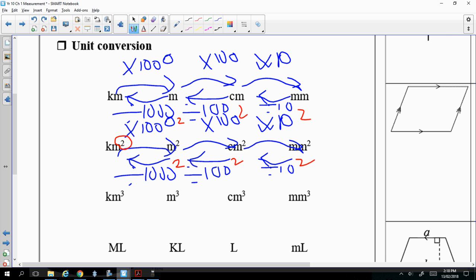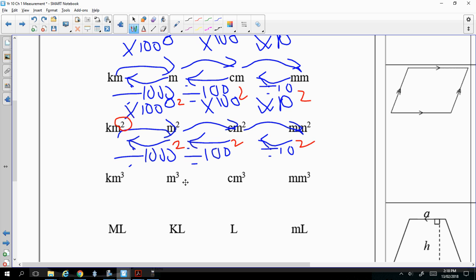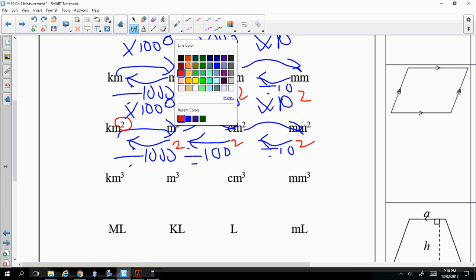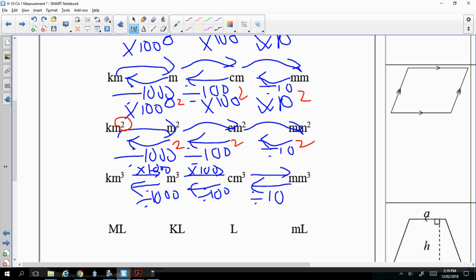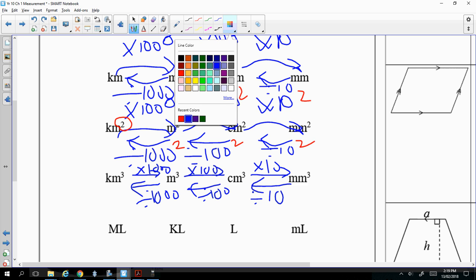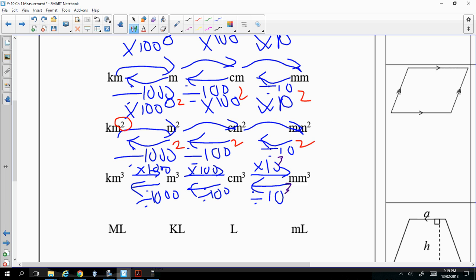And same thing for volumes. I think I'm running out of space, so I have to write it again. So that's 10, divide by 100, divide by 1,000. This is times by 1,000, times by 100, times by 10. And these are cubed for volumes. So it's not hard to remember.